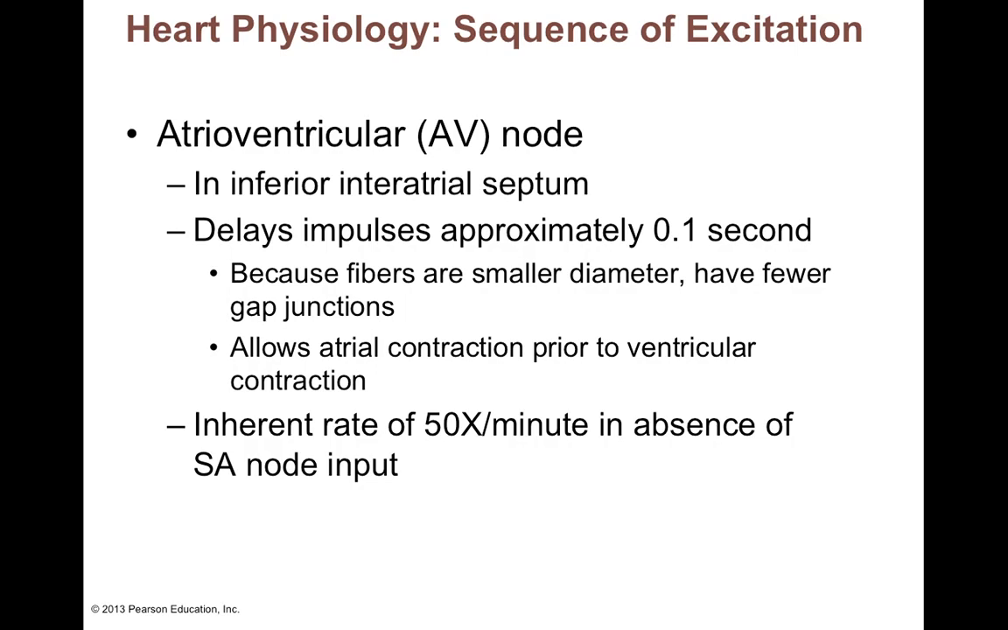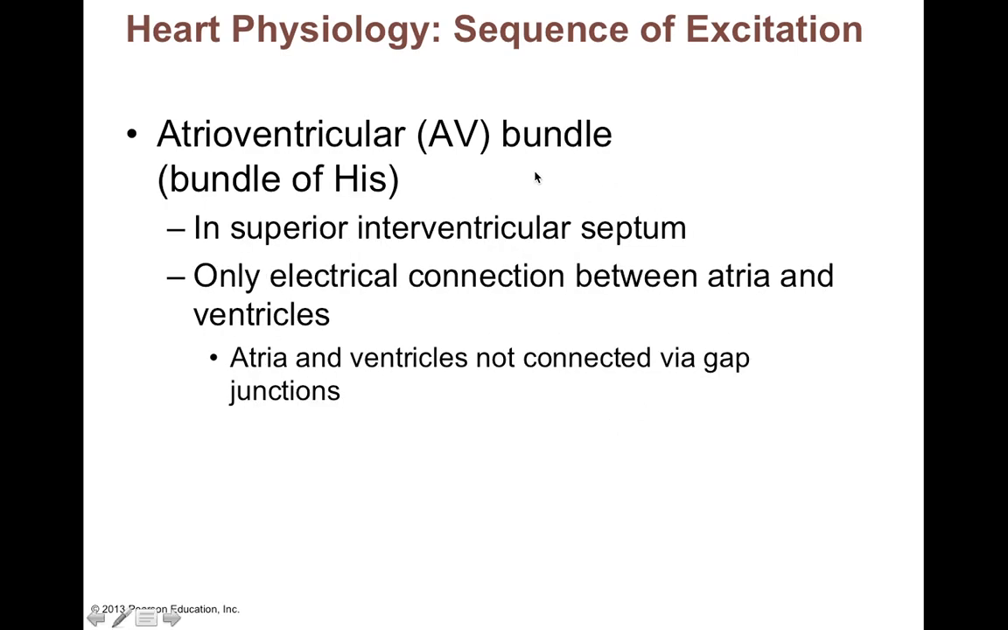No. Not unless you're a trained athlete. In fact, if it's less than 60, we call that bradycardia, right? So it's a slower heart rate. So the AV bundle of His, or AV bundle, is also right beyond the AV node, and it's basically going to take those action potentials down the interventricular septum before it branches into the right and left bundle branches.